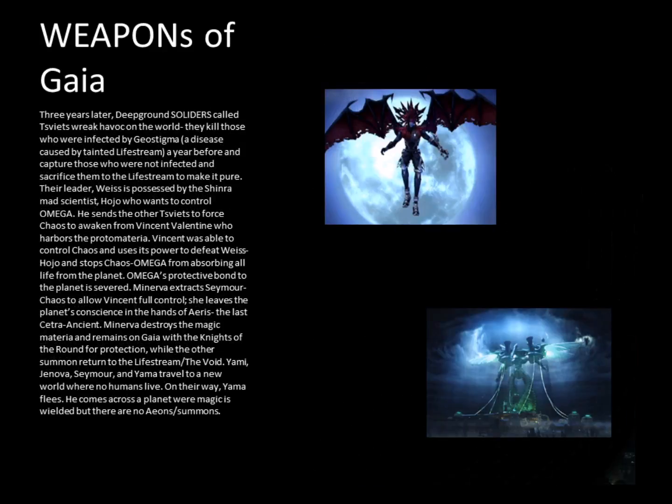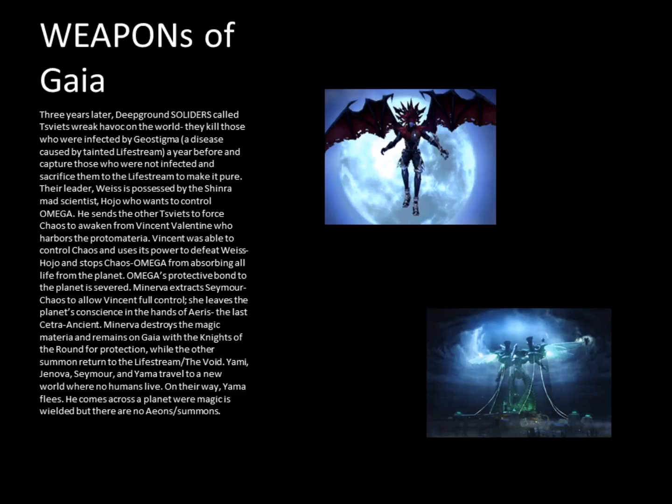3 years later, deep-ground soldiers called Spits wreak havoc on the world. They kill those who are infected by geostigma, a disease caused by tainted Lifestream a year before, and capture those who are not infected, to sacrifice them to the Lifestream to make it pure. Their leader, Weiss, is possessed by Shinra mad scientist Hojo, who wants to control Omega.